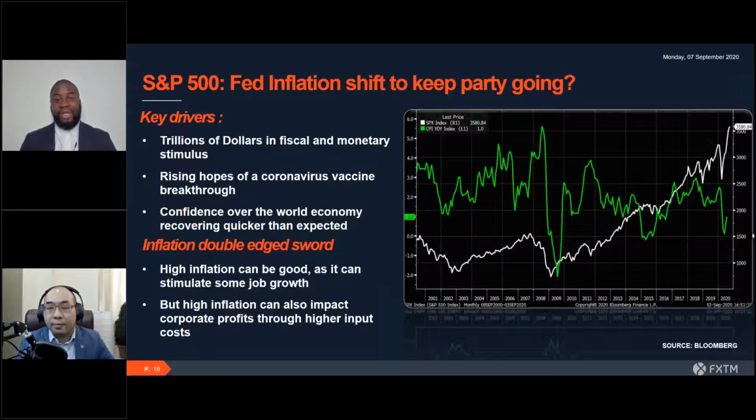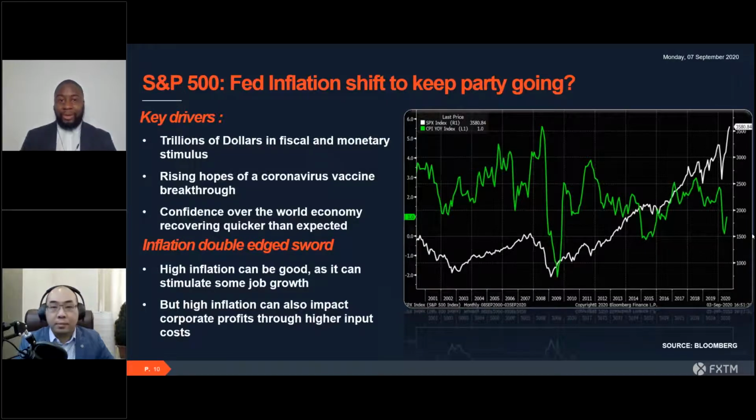There's a couple of key drivers that are really driving the S&P 500, the NASDAQ and stock markets higher in general. The first one is the fact that we've seen the Fed go unlimited QE back in March, resulting in trillions of dollars in monetary stimulus in the markets. Of course, the US government has also done its job by approving that handsome fiscal package earlier this year as well. There are rising hopes of a coronavirus vaccine breakthrough. This is supporting sentiment, and it's essentially driving investors towards riskier assets. This is another key thing that seems to be supporting the S&P 500 and the stock markets in general.